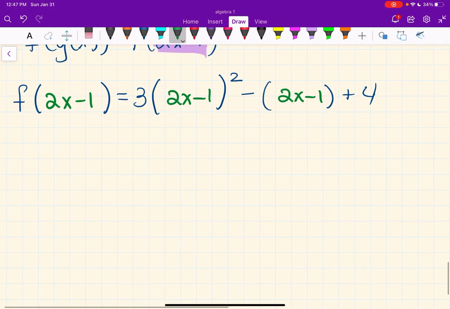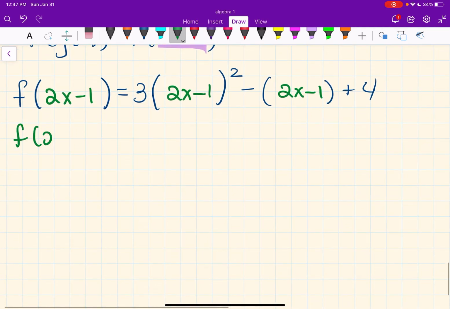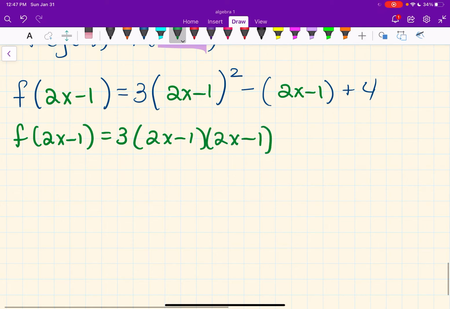Okay, I leave the left side alone. And now I'm just simplifying the right side, which isn't as easy as it sounds because we got a lot of multiplying to do. Remember, that square is squaring the whole value, so we have to write that twice. So we're going to have to FOIL.